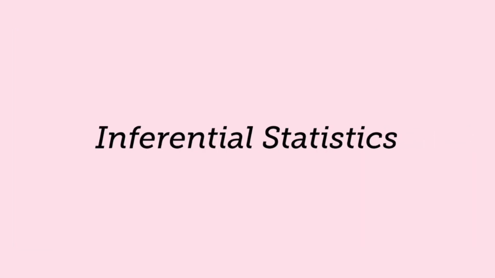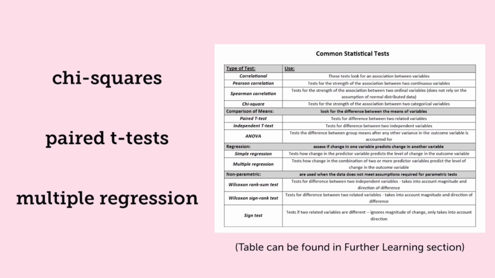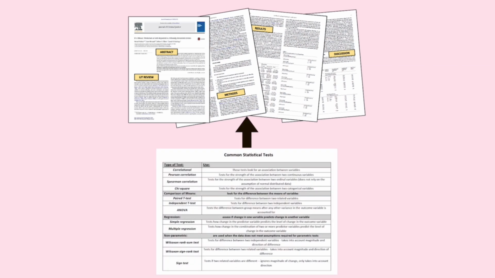Inferential statistics. You may need to analyze data using more advanced statistical methods, such as chi-squares, paired t-tests, multiple regression, or others. Take a look at the supplemental table, which provides some basic types of inferential statistics and how they are used in practice. You may come across inferential statistics when conducting a literature review or when you are evaluating the evidence of effectiveness for a particular strategy. When you publish, you will likely analyze data using one of these statistical tests.